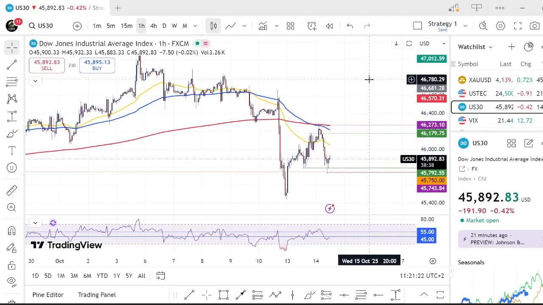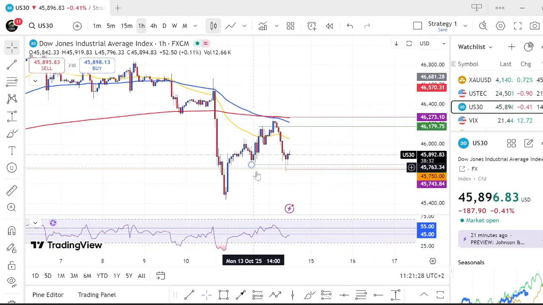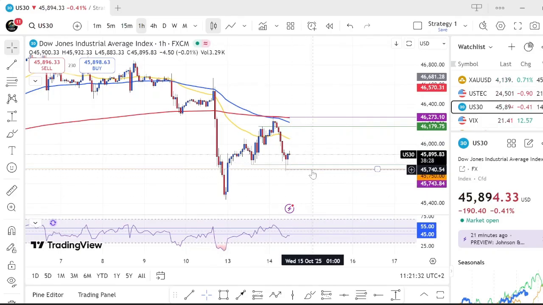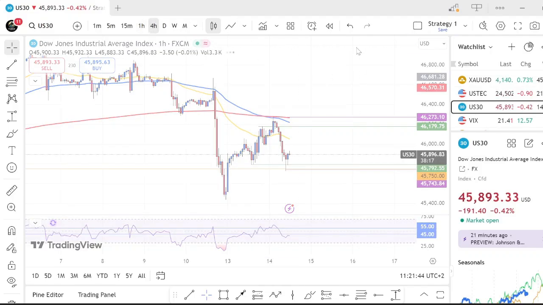So strong daily range to trade off if we get a push to the upside, which seems likely because on the 1 hour time frame, we're seeing a double bottom formation with wick rejections upon the daily low of yesterday, as well as the Asian lows of today and that 45,750 pivot level. Before we move on, let's take a look at the 4 hour time frame.